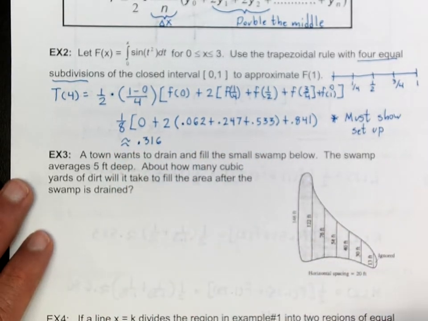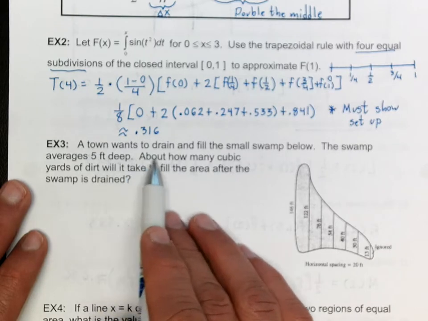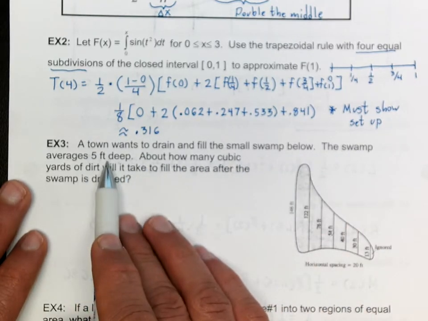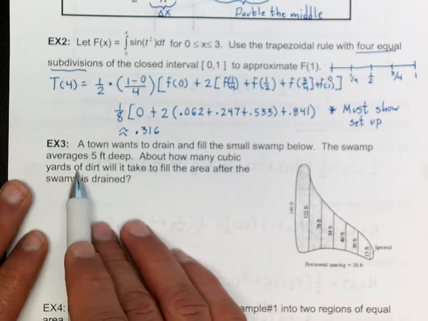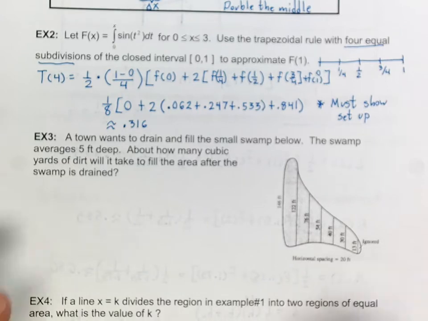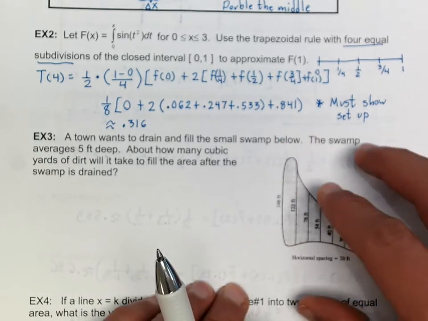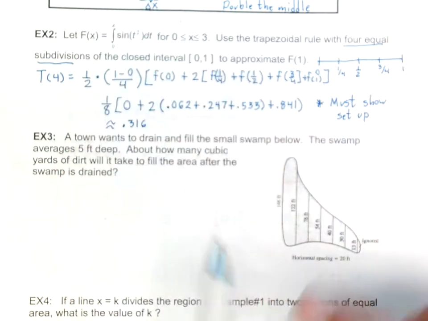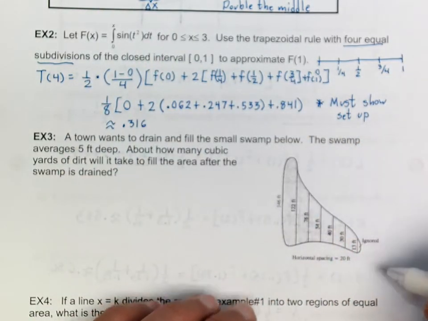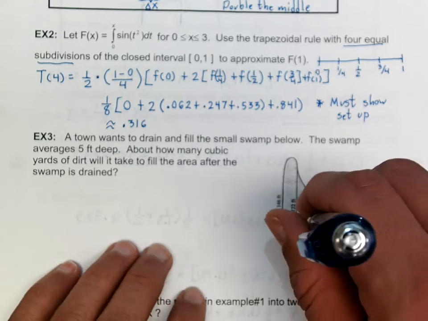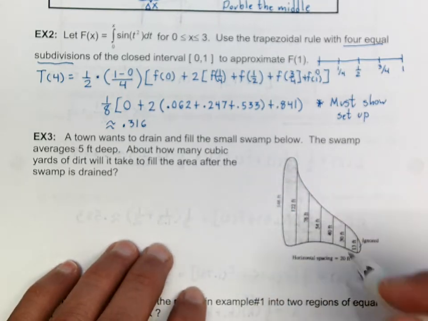Now the next one's a little bit weird. It says a town wants to drain and fill the swamp shown below. The swamp averages 5 foot deep. About how many cubic yards of dirt will it take to fill the area after the swamp is drained? In case you don't get it, this right here is the swamp, like somebody took a picture from the top. So this is the swamp as it stands, and it's 5 foot deep, like that way, into the swamp.